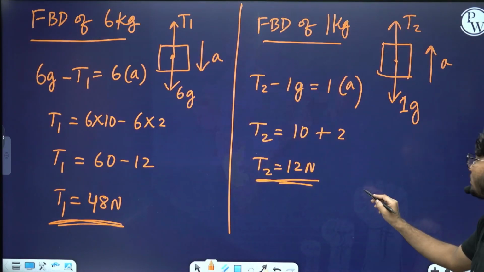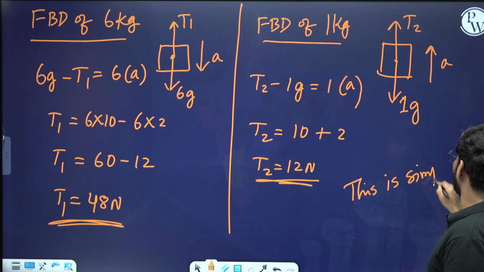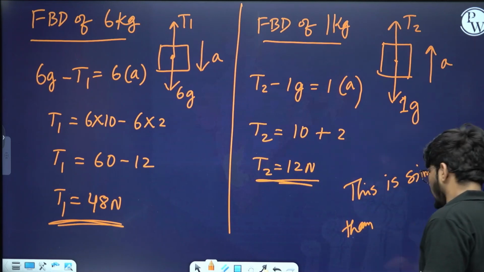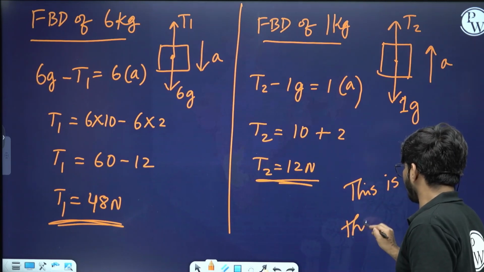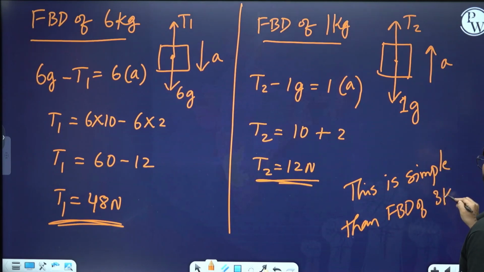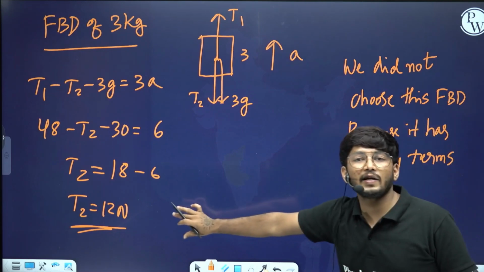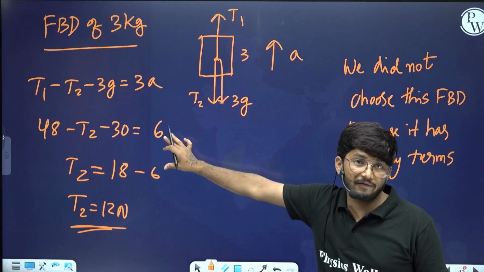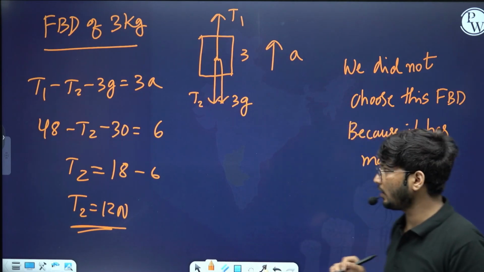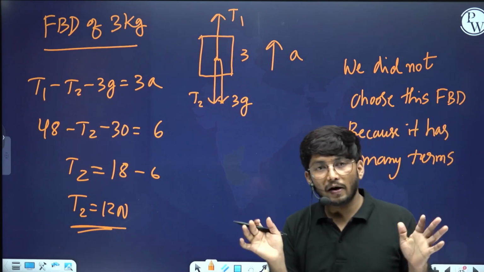So this is simpler than the FBD of 3 kg. FBD of 3 kg, correct? So although we got the same answer, I would ask you to prefer writing the free body diagram which has only few terms in it, right? So by drawing the free body diagram, we now know how to solve the spring mass system.